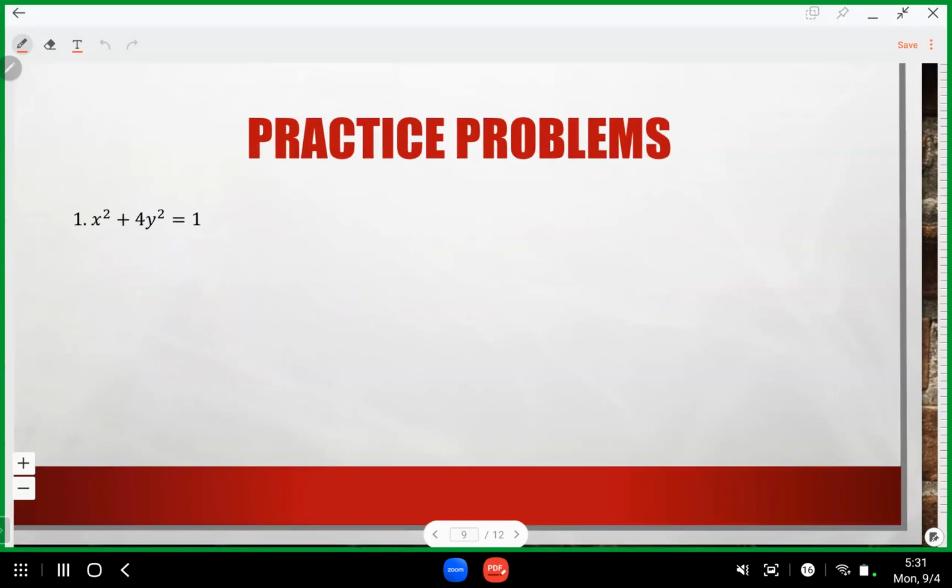So let's do this first problem. x squared plus 4y squared is equal to 1. I'll give you a couple moments. Look back at your notes and try to graph this ellipse. Make sure this is equal to 1, right? And here it's already equal to 1. So that's great. I'll give you a couple moments to graph this.